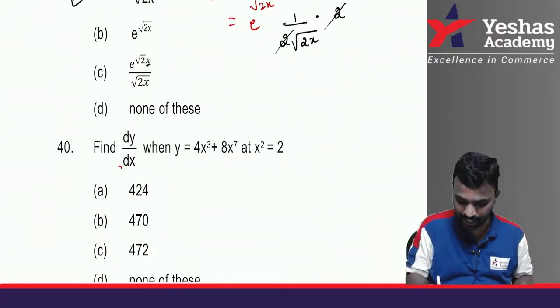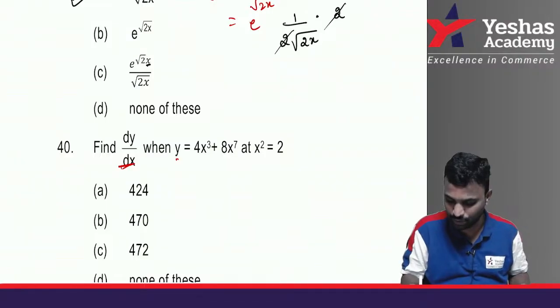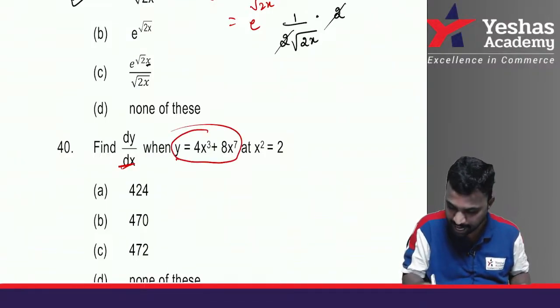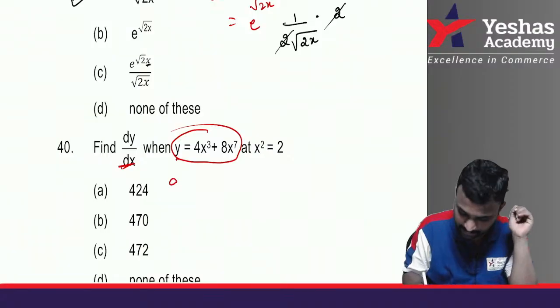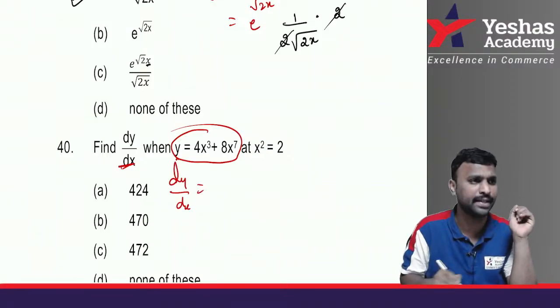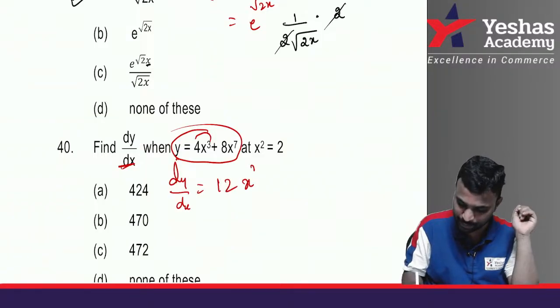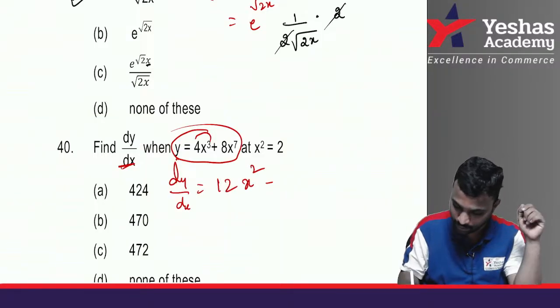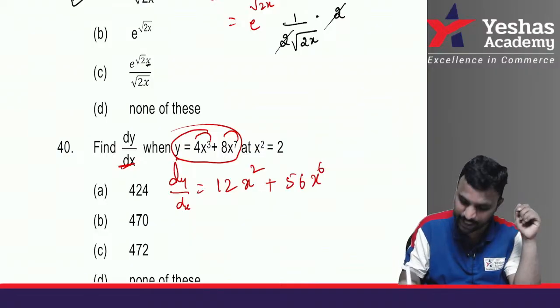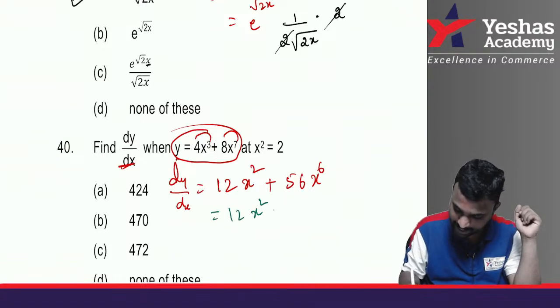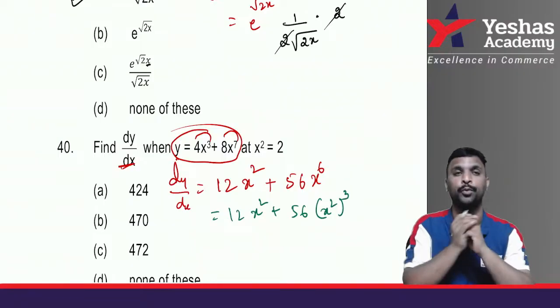Moving on to the next question, dy by dx when y is equal to this, at x square is equal to 2. First of all, dy by dx we shall find out. Apply the sum rule. 4 gets multiplied with 3, 12. X power reduces by 1, which becomes x square. So 8 into 7 is 56. X power reduces by 1, that means x power 6. Everybody look here. I'll write that x power 6 in terms of x square. How do I do that? X square whole cube. Can I write like this?